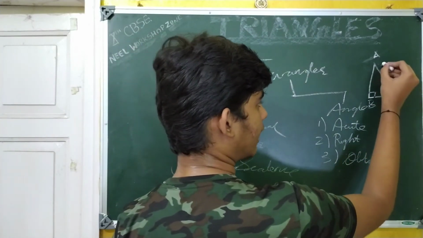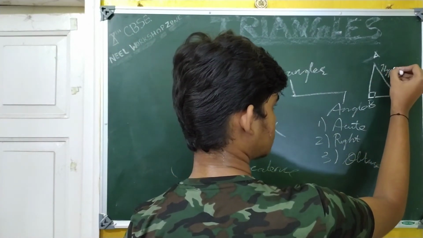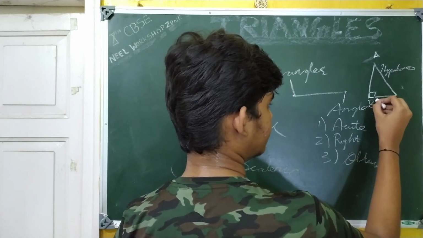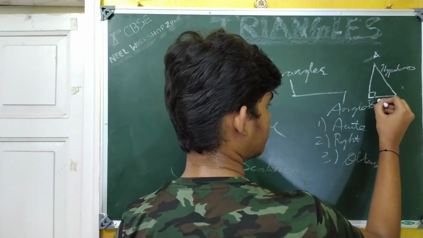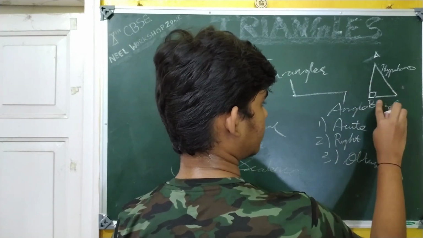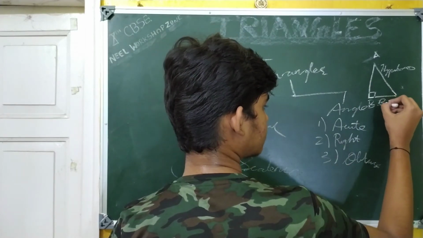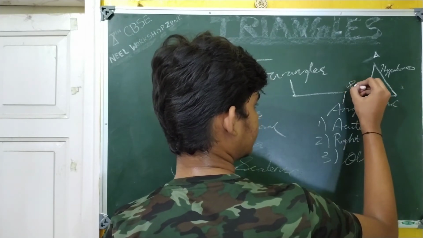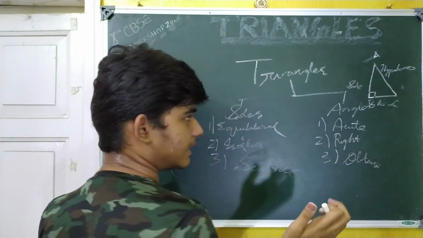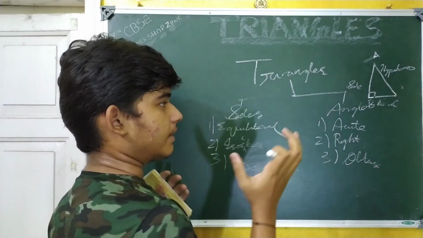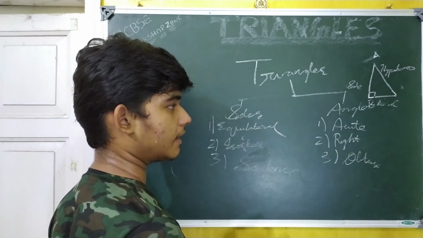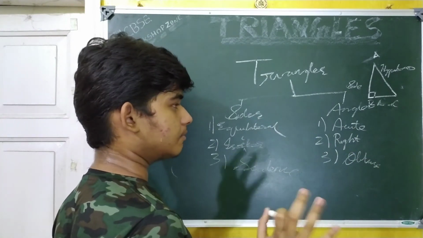Now this is the hypotenuse, which is the longest side, and this is the base, or let's call it side, or let's call it adjacent, I guess. So basically that's how a right angle triangle works, where you have a hypotenuse, which is the longest side, then you have side or adjacent, base, etc.